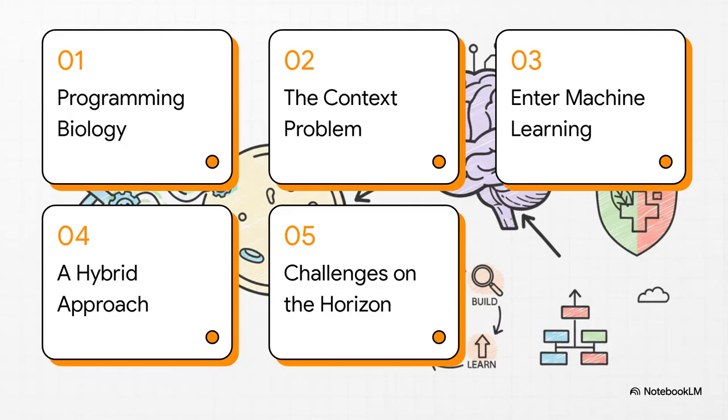So here's how we'll break it down. We'll start with the fundamentals of programming biology. Then, we'll look at the main obstacle in the field, something known as the context problem. After that, we'll see how machine learning presents a new, data-driven solution. We'll also examine a hybrid approach that aims to combine the best of both worlds. And finally, we'll touch on the significant challenges that still lie ahead.